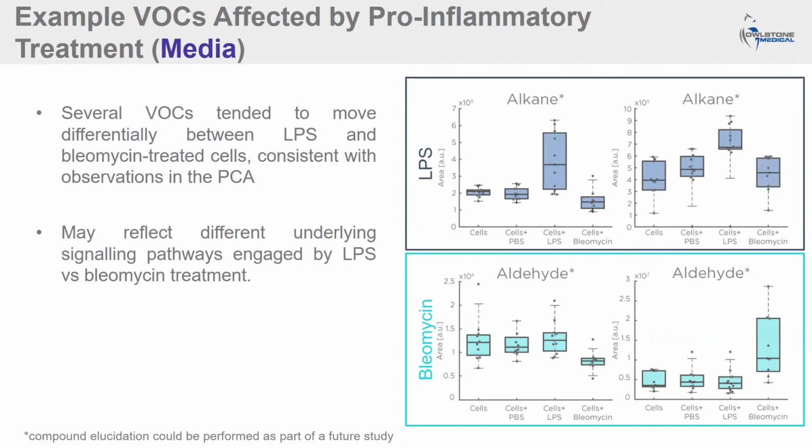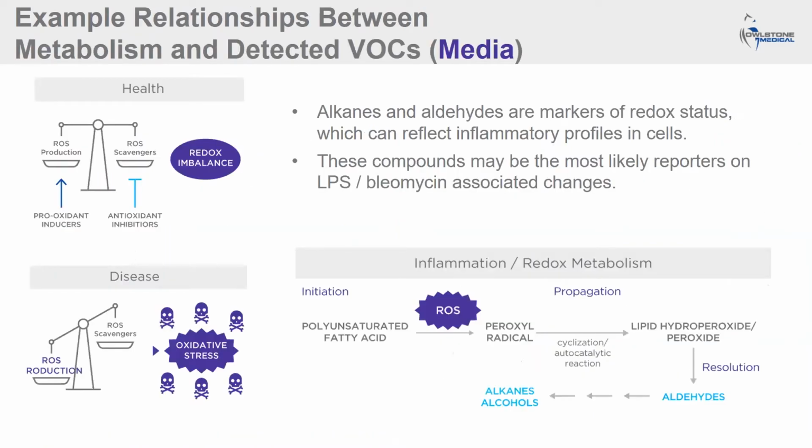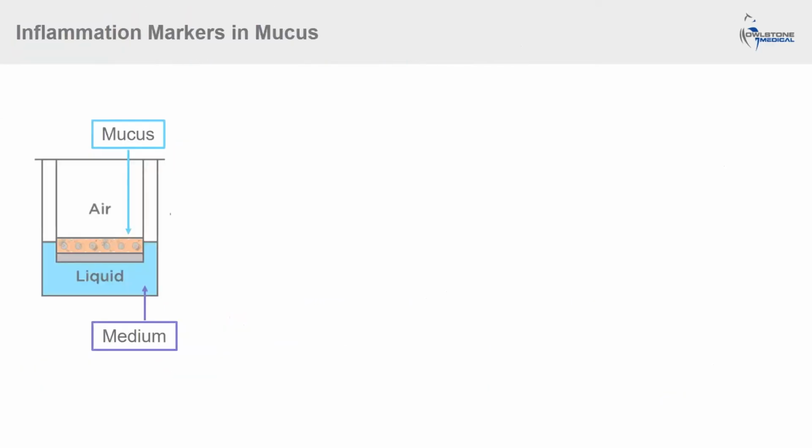And of course, we did not go in depth into structural elucidation of the compounds that were responsible for the groupings, but we know that those were alkanes and aldehydes, and we know that those are the markers of inflammation. So from the biological point of view, that of course makes sense, because we know that LPS and bleomycin are supposed to induce inflammation here. So those are the results for the media samples.